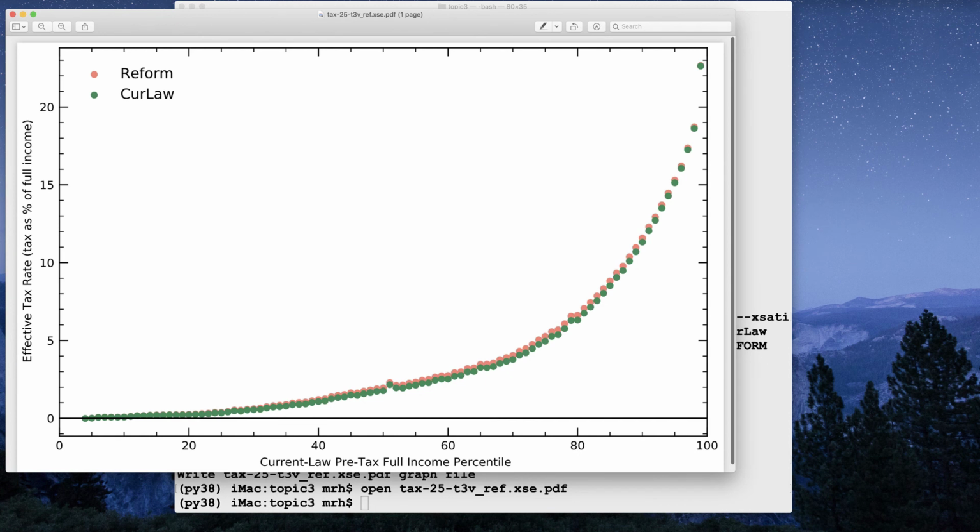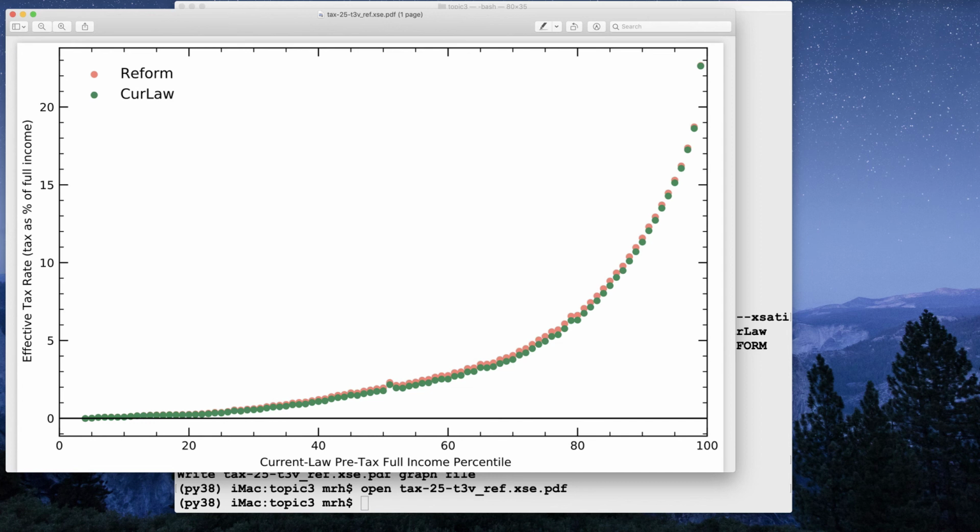So you can see that this is a little bit like the time series graph, in that we're seeing effective tax rates for both current law and under the reform. The effective tax rates are expressed over here on the y-axis as a percent of full income. And as you can see, there's not much difference. The tax liability, the effective tax rate, is only slightly higher under the reform.